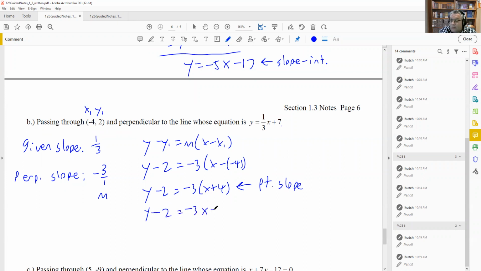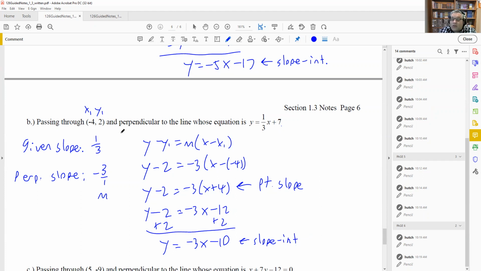Negative 3x minus 12. So we distribute the negative 3 into both of those. Then we're going to add 2 to both sides. So y equals negative 3x, negative 12 plus 2 is negative 10. And that right there is going to be the slope-intercept form. Okay, so that would be the other one that we have.